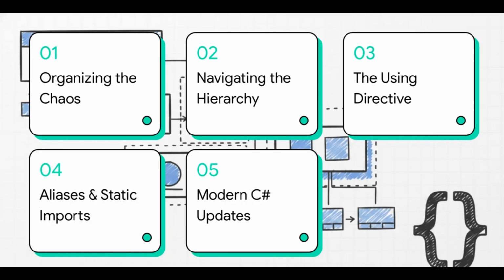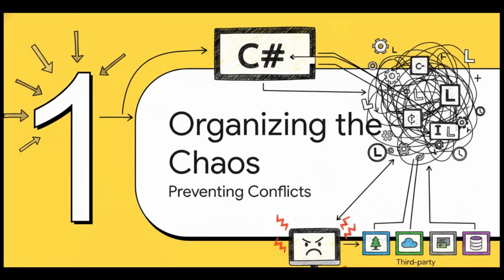Here's our roadmap for today. We're going to cover organizing the chaos, navigating the hierarchy, the using directive, aliases, and static imports, and then wrap up with some really cool modern C# updates. All right, part 1, organizing the chaos.